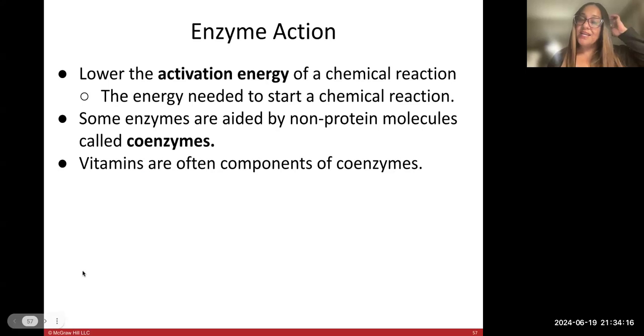Enzymes work by lowering the activation energy of a chemical reaction. Activation energy is the energy that is needed to start a chemical reaction. It's kind of like coffee in the morning, for those of you that drink coffee, needed to start our day. Those are our enzymes. Some enzymes are aided by non-protein molecules called coenzymes. Vitamins are often components of coenzymes.